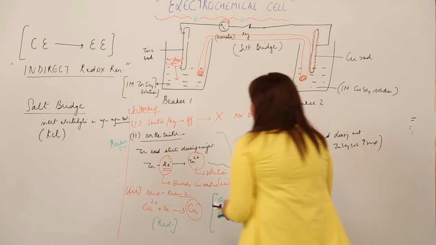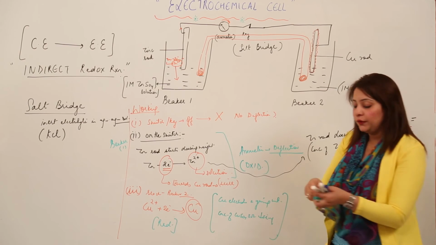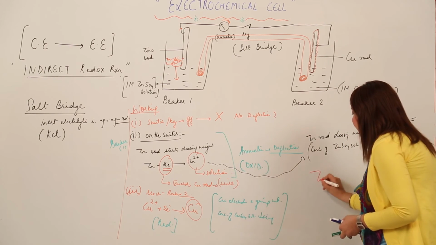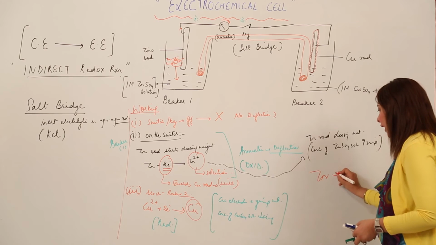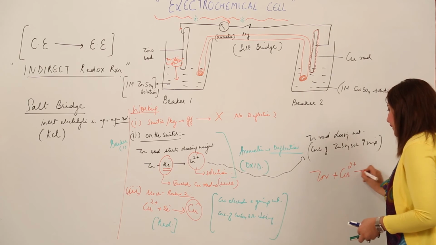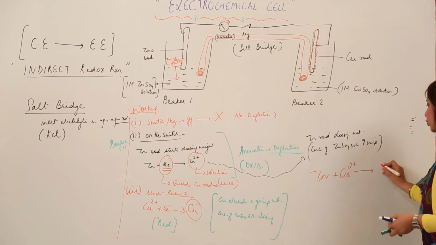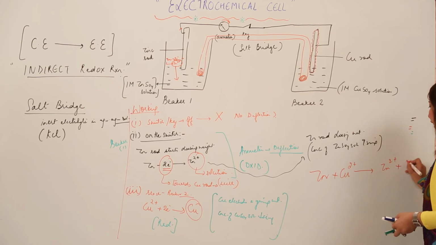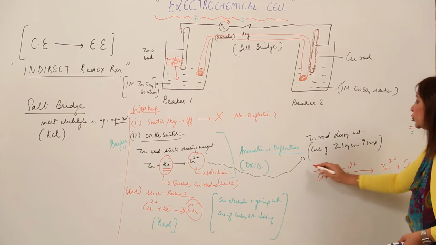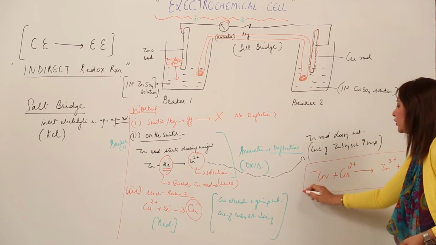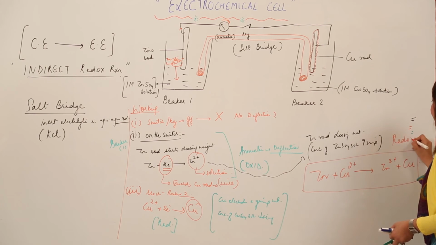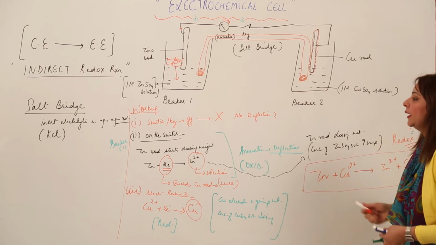So what can be the overall reaction? What overall reaction can we write? Earlier it was zinc atom and copper ion. What did they do? Zinc lost electrons and converted into the ion form, and copper was reduced. So this is the overall redox reaction which is taking place in this electrochemical cell.